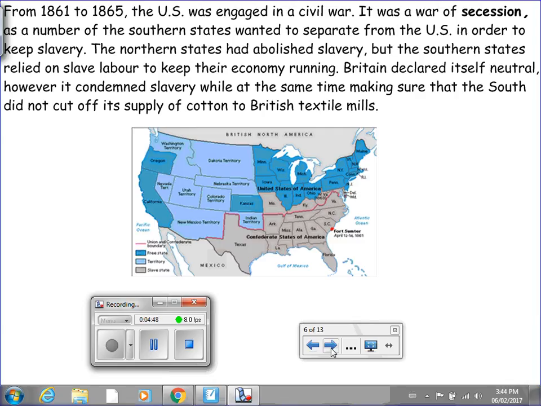Britain declared itself neutral, however, it condemned slavery while at the same time making sure that the South did not cut off its supply of cotton to British textile mills.